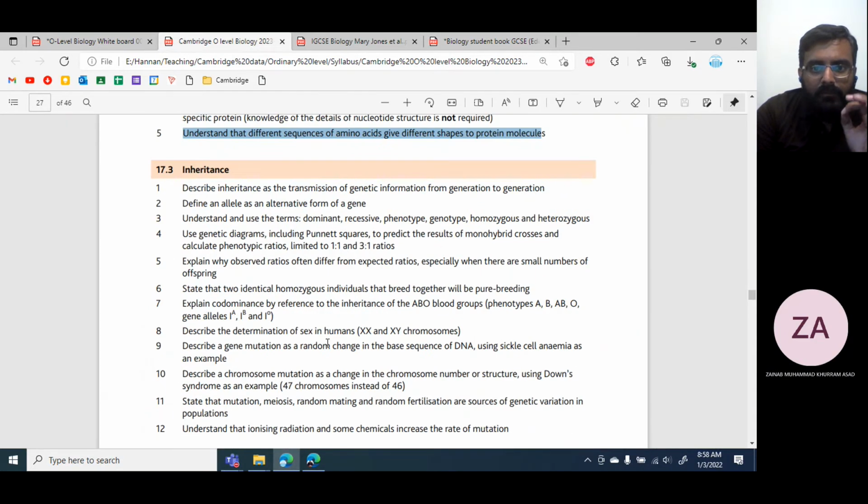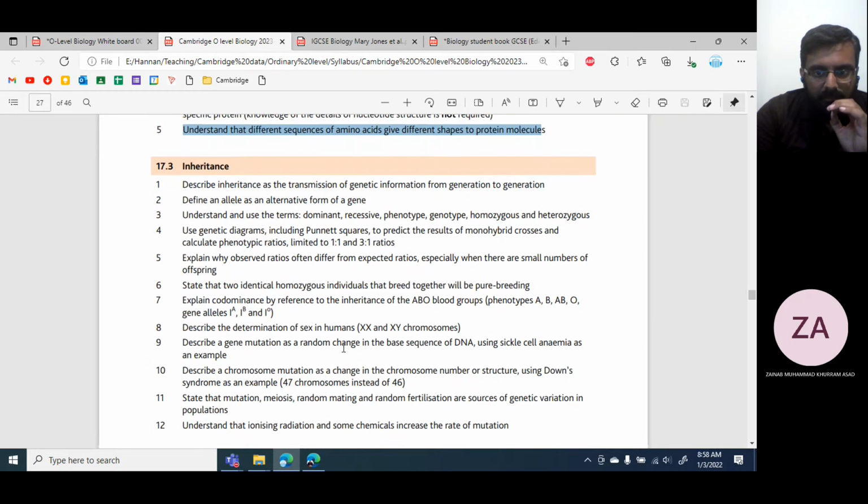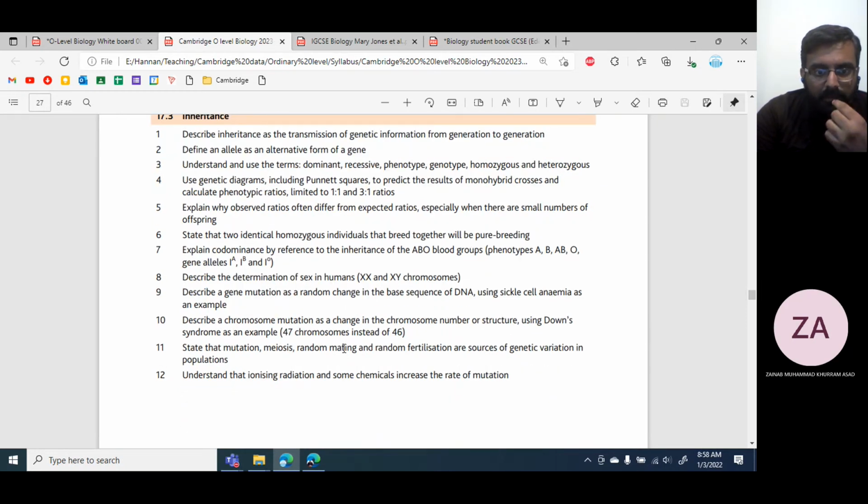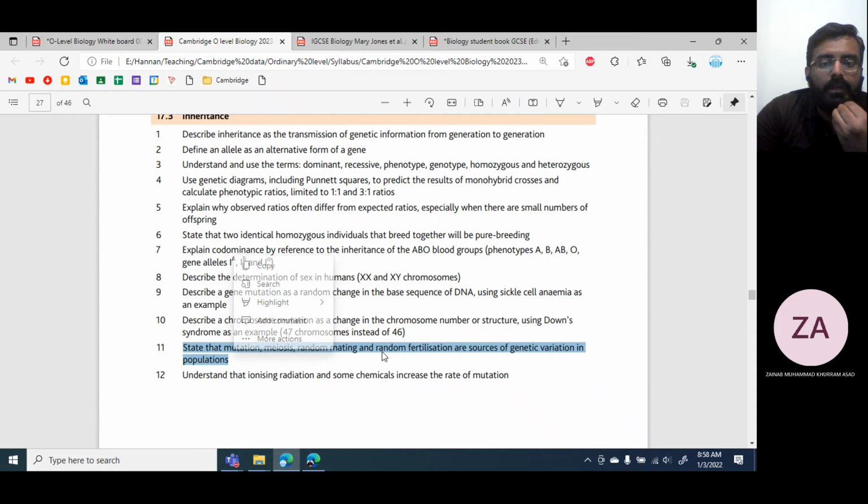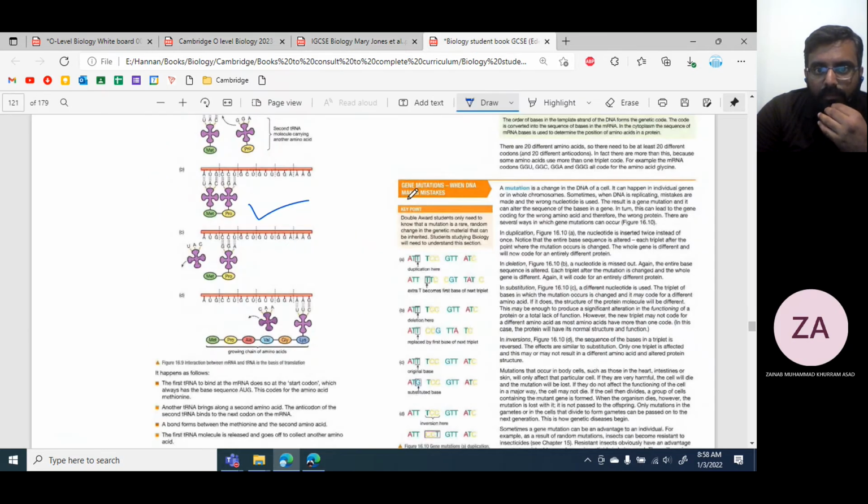I have to be very, very specific. That is why I keep reading the curriculum. This is the point. State the mutation, meiosis, random mating, and random fertilization mutation. And here's mutation.